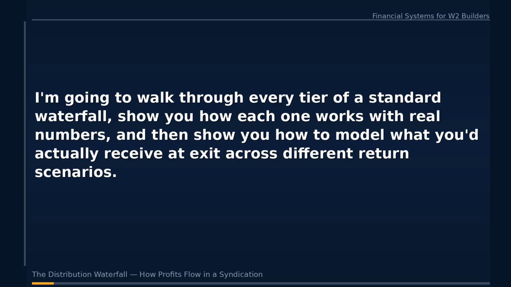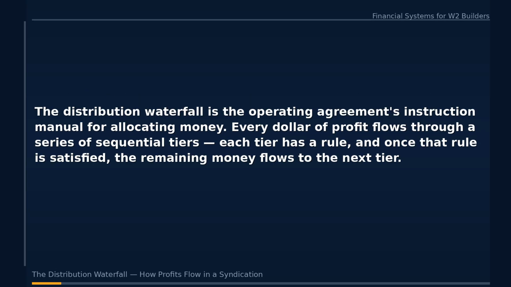The distribution waterfall is the operating agreement's instruction manual for allocating money. Every dollar of profit flows through a series of sequential tiers. Each tier has a rule, and once that rule is satisfied, the remaining money flows to the next tier. The structure ensures LPs are protected first. The GP earns more as the deal performs better. Done well, a waterfall aligns incentives. The GP wins when LPs win.